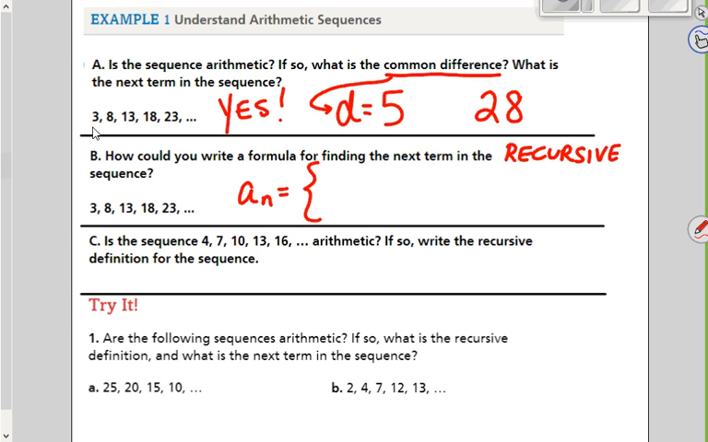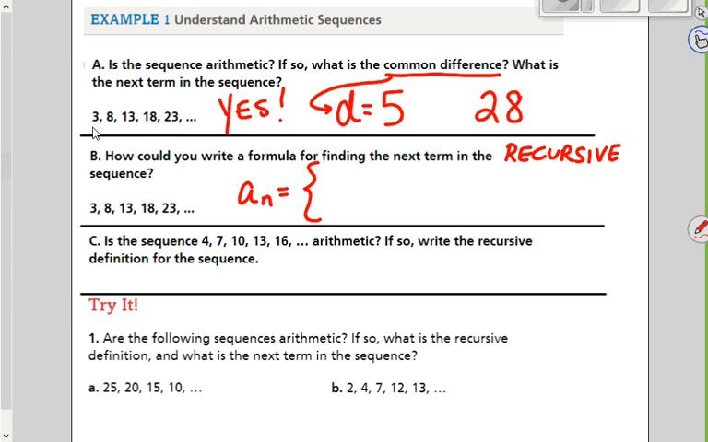Let's start building part B here by saying A sub n. Well, what is that? Well, A is a term in the sequence. The little n is what term number you're on. So A1 would be 3. A2 would be 8. A sub 5 would be 23. So the little number next to the A tells you which term number you're on. So here's how we write the recursive formula.